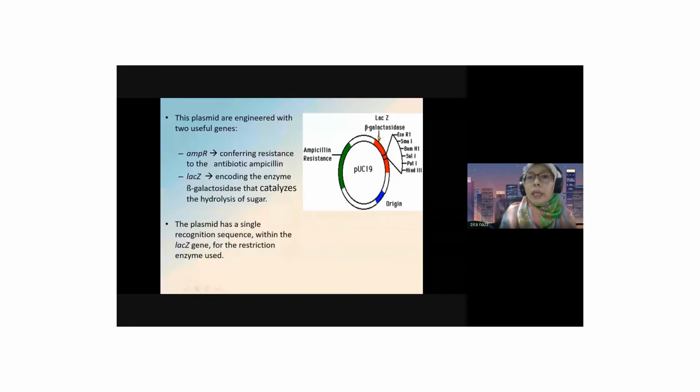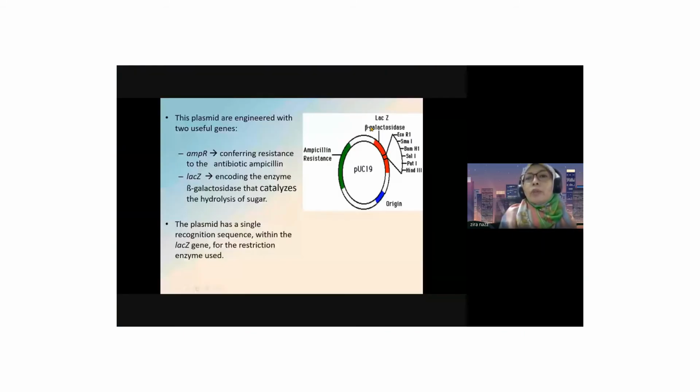If, let's say, a foreign gene is inserted at this lacZ gene area, then the lacZ gene is not intact, not active, not functional, and it cannot code for beta-galactosidase. When it cannot code for beta-galactosidase, the lactose cannot be converted, or hydrolyzed, into glucose.